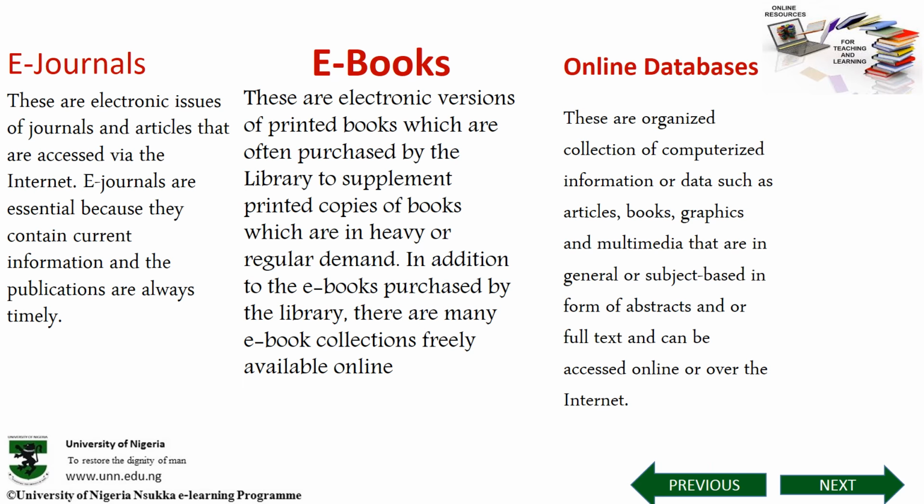E-journals. What are e-journals? E-journals or electronic journals are electronic issues of journals and articles that are accessed via the internet. E-journals are essential because they contain current information and the publications are always timely. E-books. What are e-books? E-books are electronic versions of printed books which are often purchased by the library to supplement printed copies of books that are in heavy or regular demand. In addition to the e-books purchased by the library, there are many e-book collections freely available online.